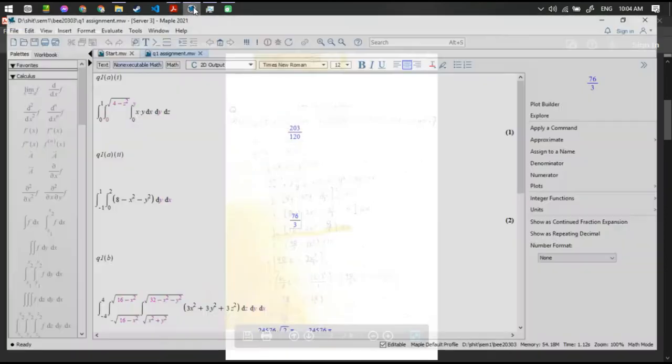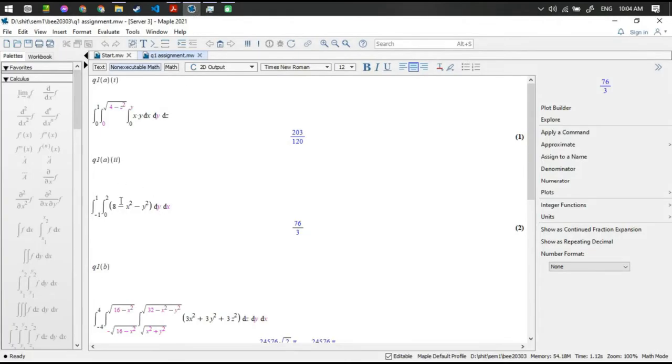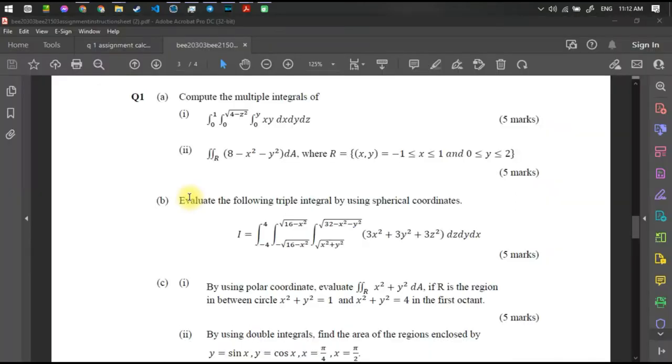Let's look at the marker. Yes, this is the equation of the question. Then we will get this answer. Thank you. Let's look at question 1b.